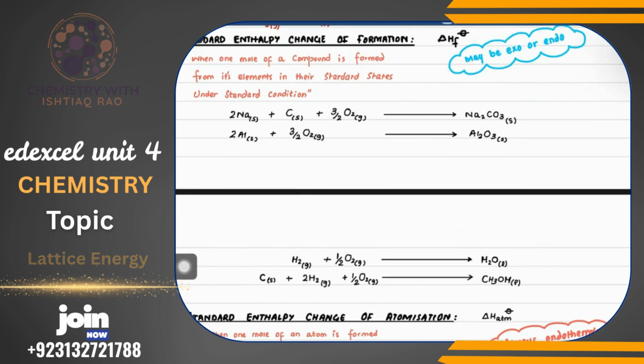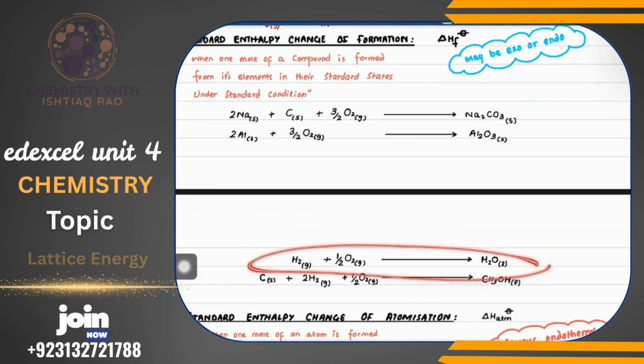Let's say this is an alcohol. It's a liquid at room temperature. According to the definition, we have to write down the state symbols. The standard state for alcohol is liquid at room temperature. Then I need to write down the reactants, that is carbon solid, hydrogen gas, and oxygen gas. To balance this, I put a half, I put a two, the equation is balanced, and that's it.